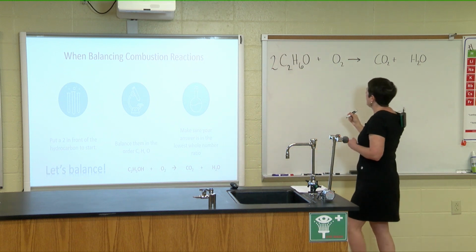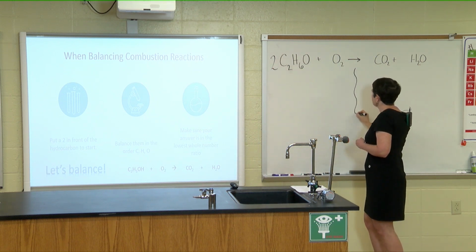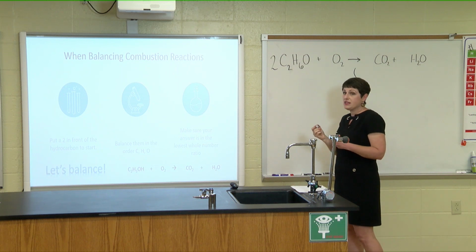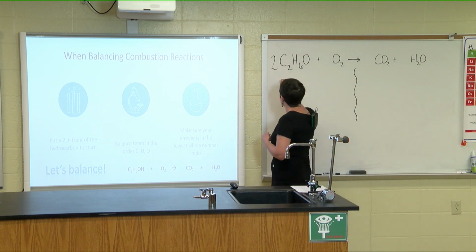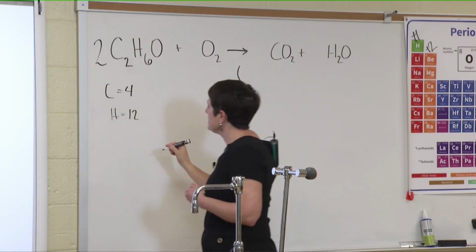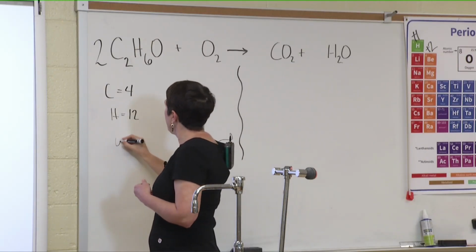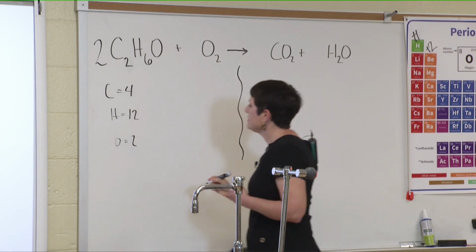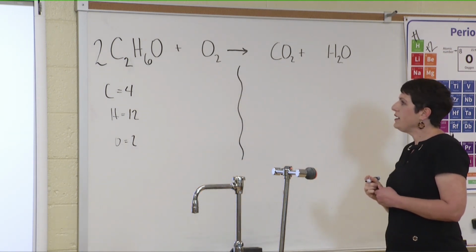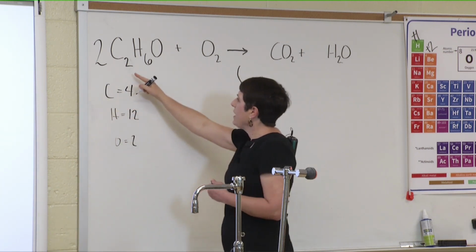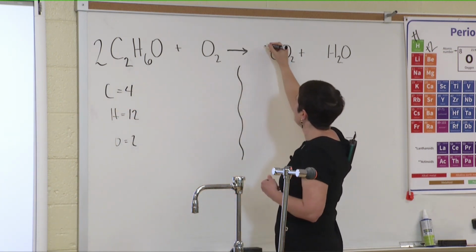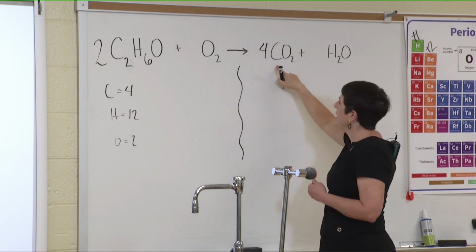Now, when I teach my students this, and this is not necessary when you balance, but sometimes it's nice when you first start to set up this little chart, so to speak. So now we have 4 carbons, 12 hydrogens, and 2 oxygens. Now we're going to balance, like we said, in order, the C, the H, and the O. So we have 4 carbons here, so we're going to put a 4 over here in front of this carbon dioxide.